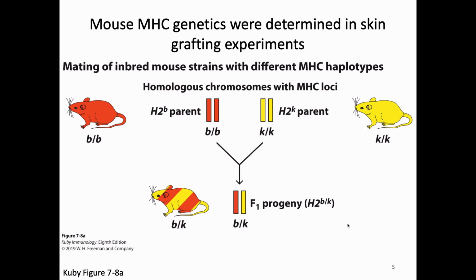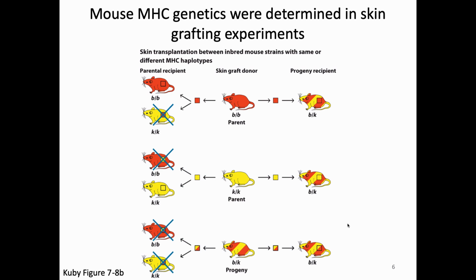And the experimenters could also cross those two mice to make progeny. You can see they have one orange chromosome for each chromosome, one yellow for each chromosome, because they are the progeny of these two inbred strains. Here they are shown as stripy mice. And so what these experimenters were doing was skin grafts between different mice.